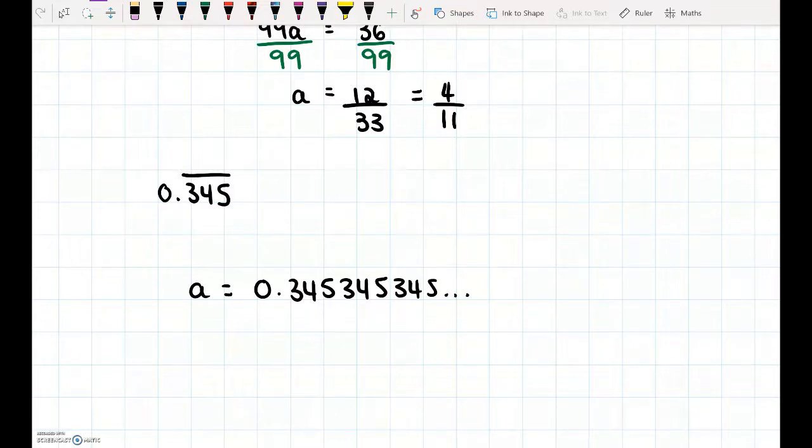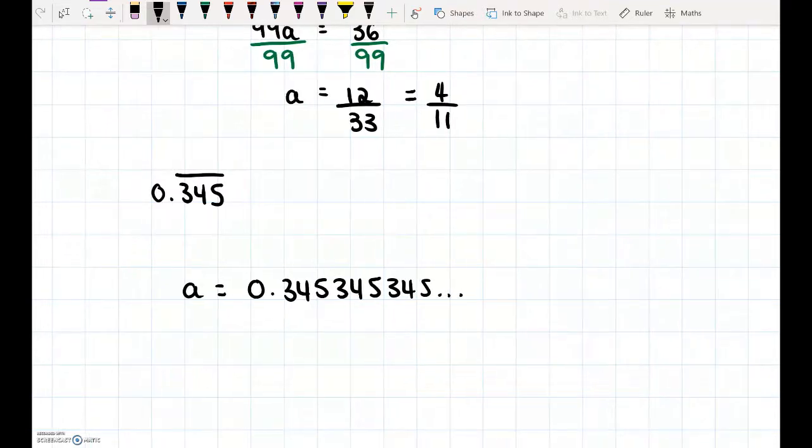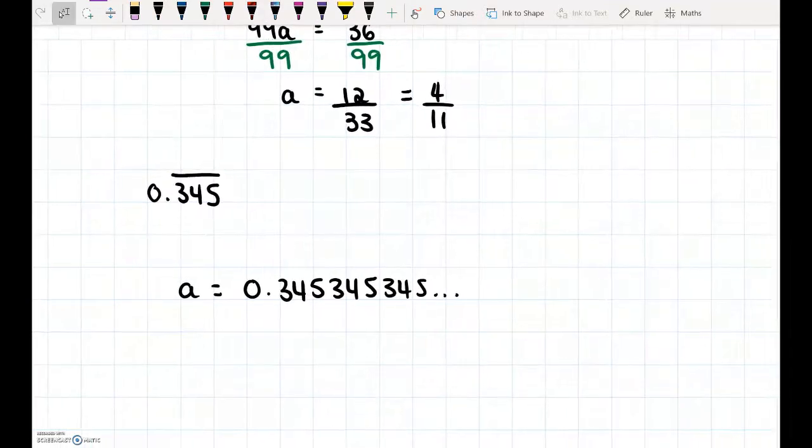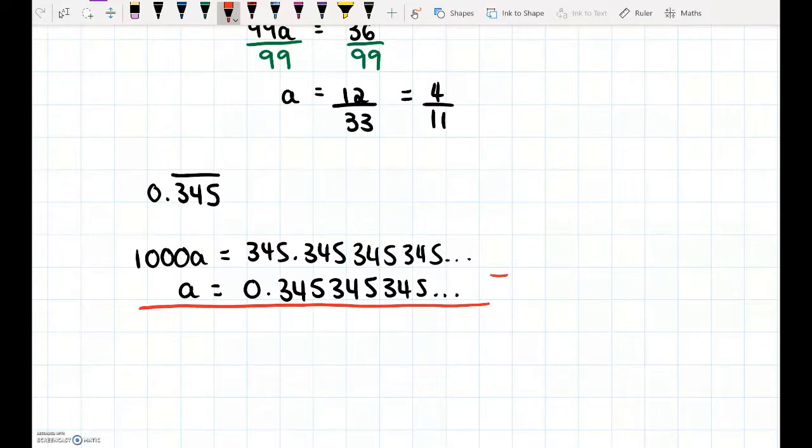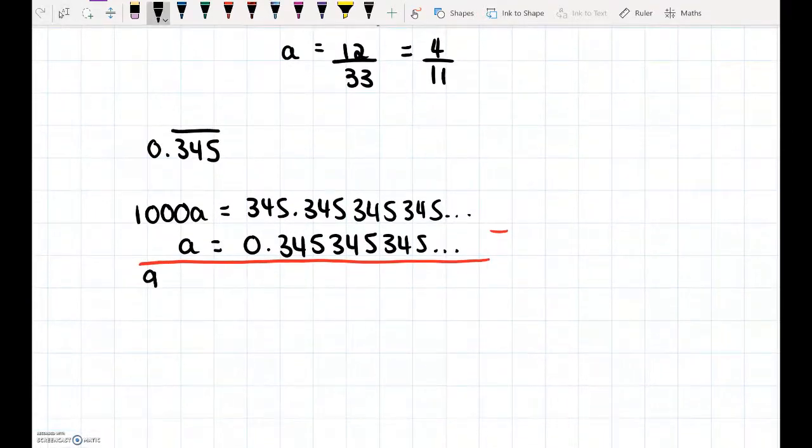We need the 3, 4, and the 5 to be in front of the decimal point so that the first number after is a 3. So for that to happen, this time we're going to need to multiply by 1000. So we have 1000a is equal to 345.345. And again we minus them. 1000a minus a gives us 999a is equal to 345 minus 0, so 345. So a is equal to 345 over 999.